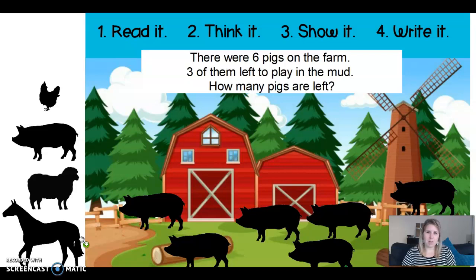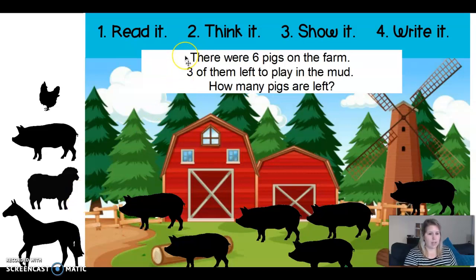Here we have a problem, and we know that this is our storyboard on our farm. The first thing that we're going to do is we're going to read our story problem. Then we're going to think about what it wants us to do. We're going to show it on our paper, and then we're going to write our equation that shows our thinking. So we have 4 steps every time that we do a word problem. So number 1, let's read it.